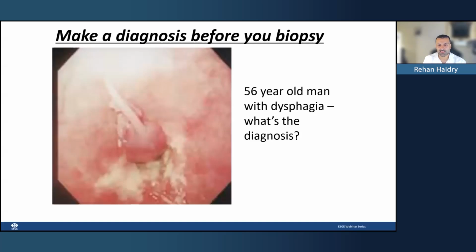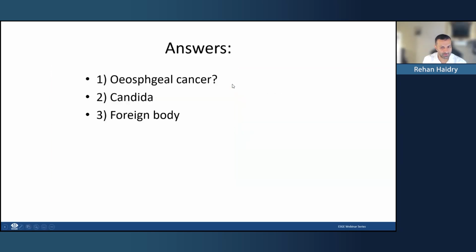So let me start with a small question for the fantastic audience watching tonight. This is an old endoscopic image of a gentleman who presented to the emergency room with complete dysphagia, a 56-year-old gentleman. I'd like to ask you, ladies and gentlemen, what do you think the diagnosis is here? Do you think it's esophageal cancer? Do you think this is candidiasis? Or do you think this is a foreign body? I'm going to give you a few moments to reflect on the picture that you saw, and I'd be interested to see what your answers are.